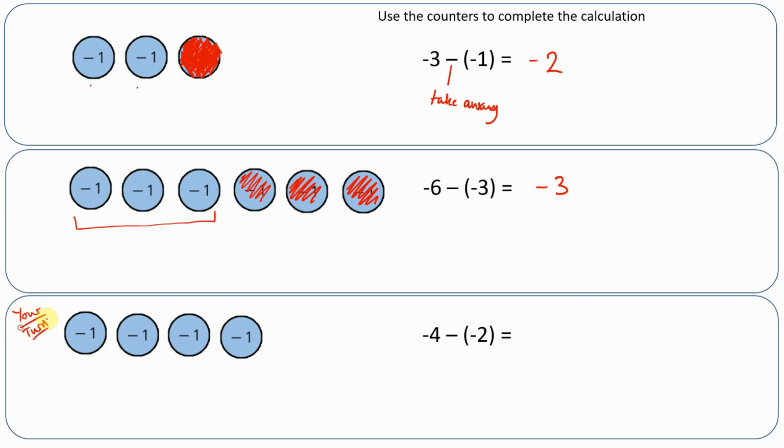So this is one I want you to have a go at. The sum is there for you and the counters are there to help you out. So if you can pause the video, and I'm going to go through it in a couple seconds. Okay, so this one, well, the -4 is because we've got 4 -1 counters on the table, and I want to take away -2. So I'm going to take away 2 of these -1 counters, and I'm left with -2. So well done if you got that right.